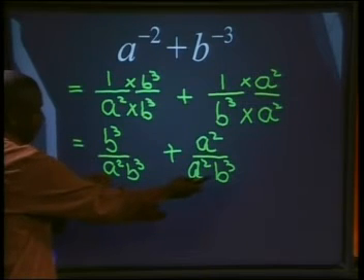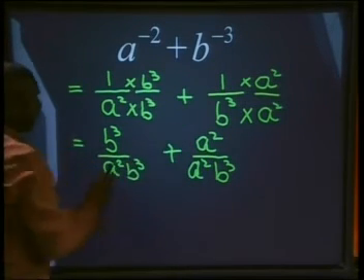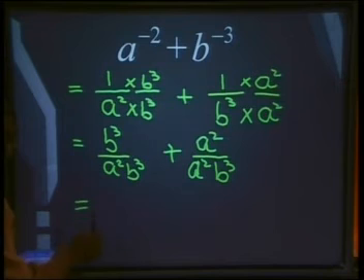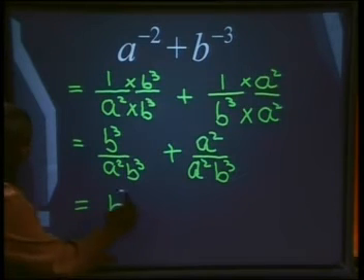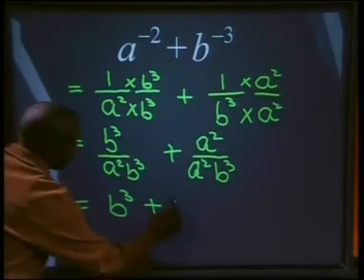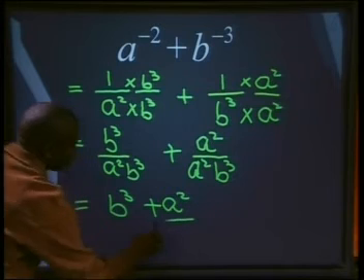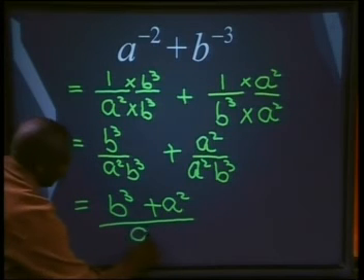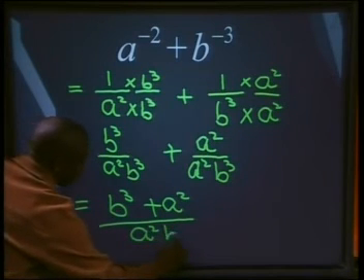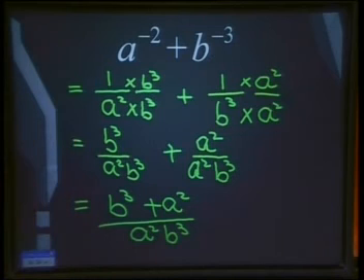Denominators are the same, so that means we can simply add the numerators. That means our answer will be b to the power 3 plus a squared divided by a to the power 2 b to the power 3.